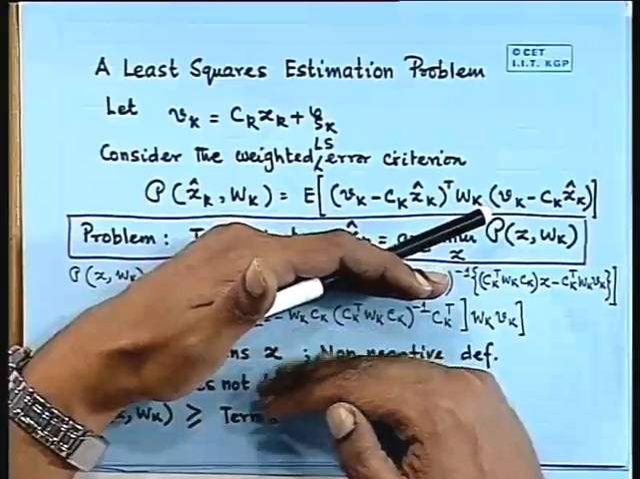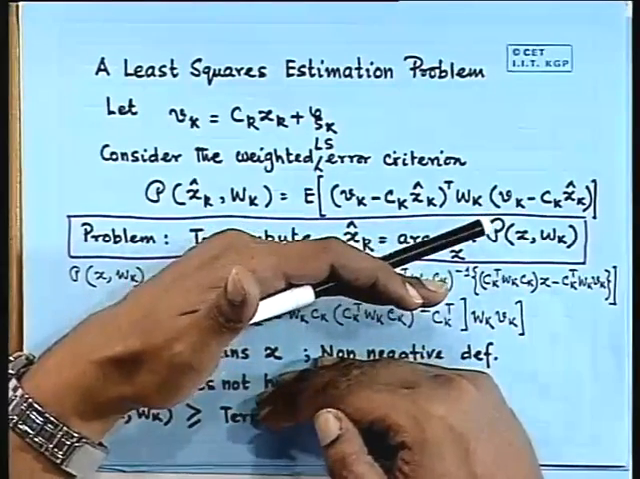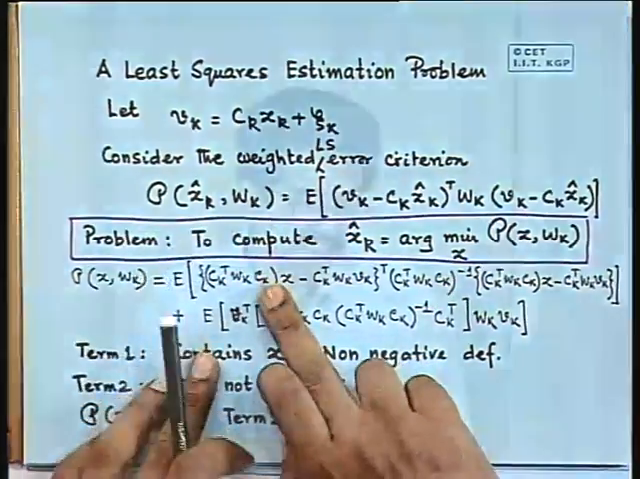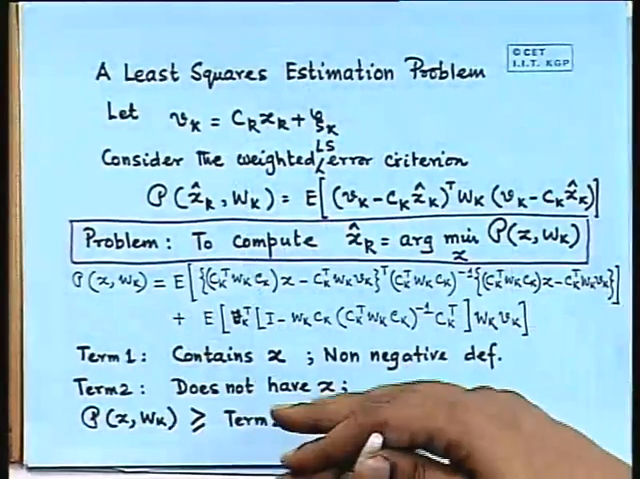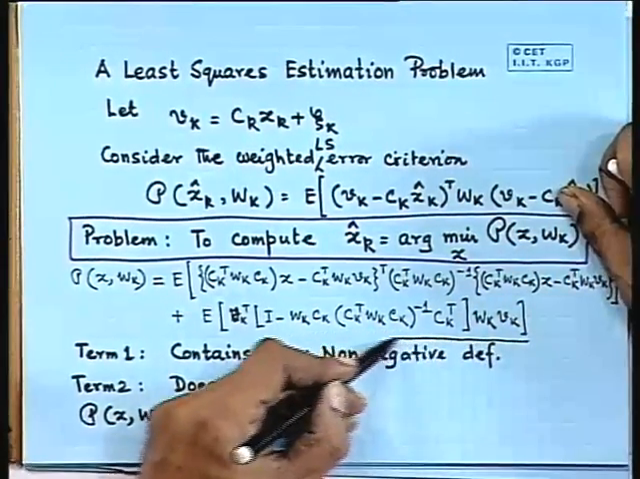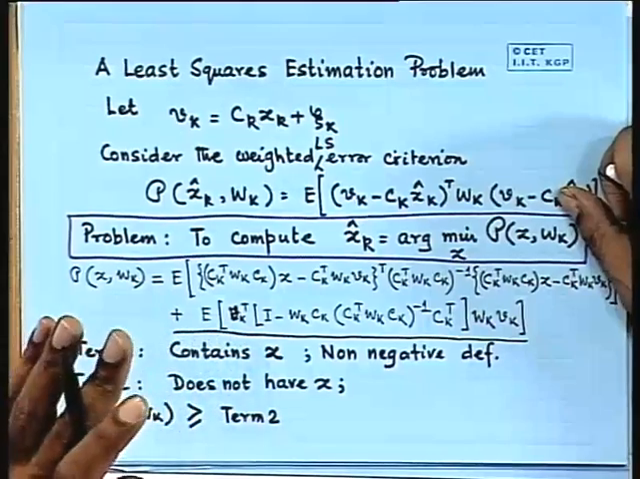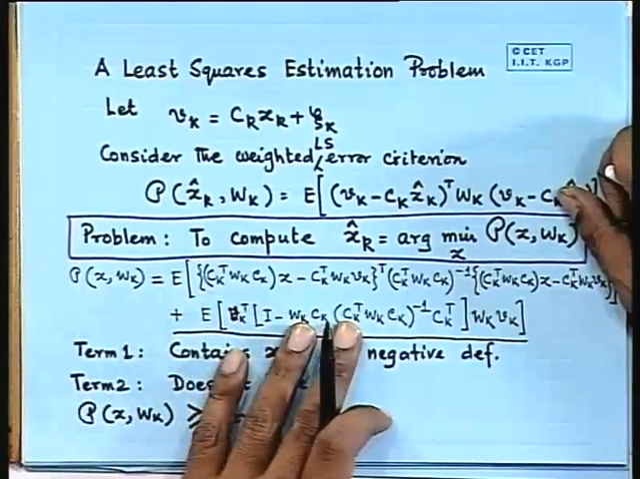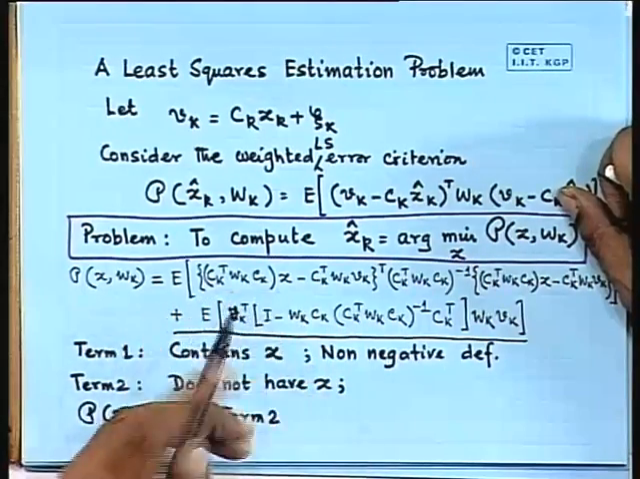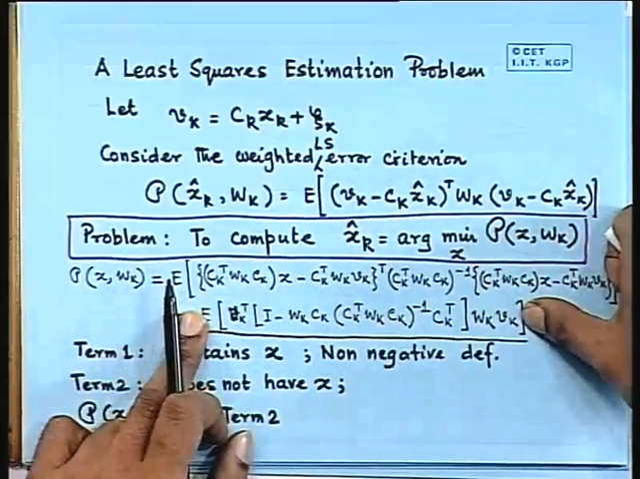So what is the trick? The trick is that you separate it out into two terms. One of them will contain this x. The other one will not contain this x. See that the second term does not contain x. So there is no optimization involved here. You are supposed to choose x. So this term is independent of x.